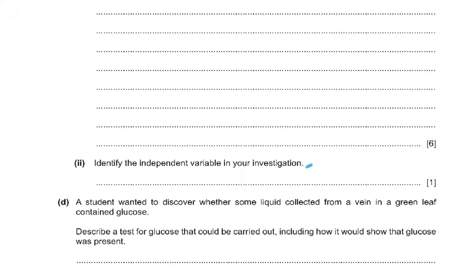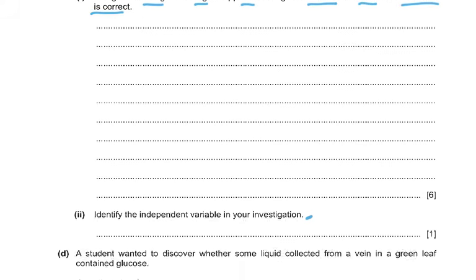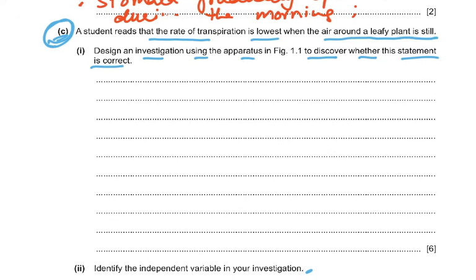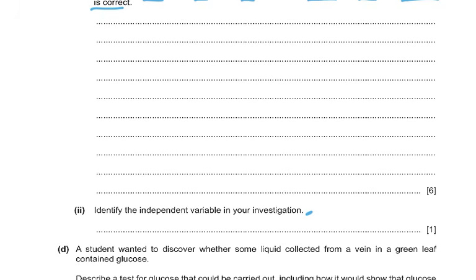So this is the one investigation which we have just done, because this is part of the C question. Remember which part of the question we're talking about. We're not talking about the previous question, we're talking about this question. So what is the independent variable in this question is the wind speed. You've changed the wind speed. That is the independent variable, what you have changed. The movement of the meniscus is the dependent variable.